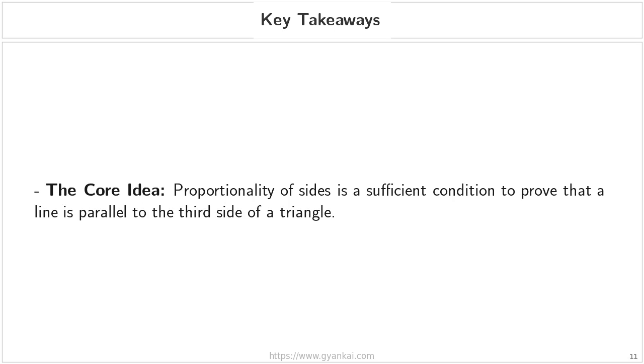Key takeaways. All right, we have reached the end of our lesson. Let's take a moment to wrap everything up and consolidate what we have learned today. First, let's look at the core idea. Throughout this session, we've moved from simply calculating ratios to using those ratios as a powerful tool. The main takeaway is that the proportionality of the sides is a sufficient condition, meaning it is enough on its own to prove that a line is parallel to the third side of a triangle.